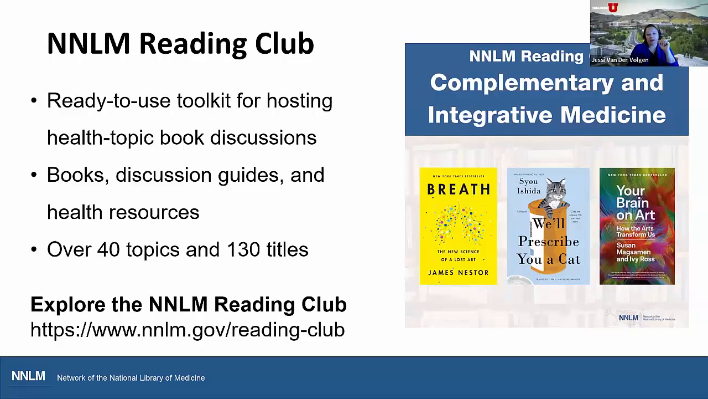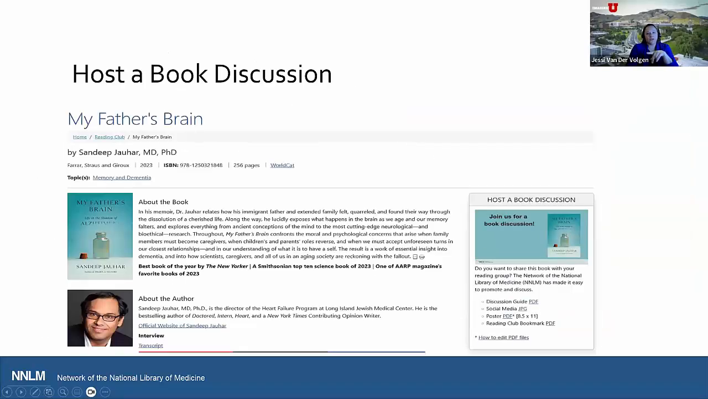And they have a variety of resources. They include lots of different book types, including fiction, memoirs, graphic novels, young adult. And I'll give you an example here. Each topic has a curated list of resources such as videos on dementia and then several books for the health topic. And then each book includes a discussion guide that you can download and a social media toolkit, making it really easy to host a discussion.